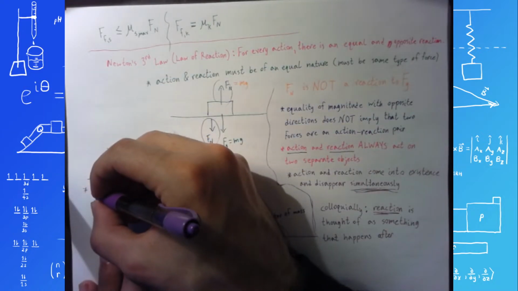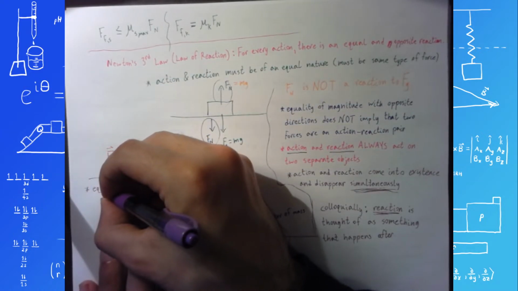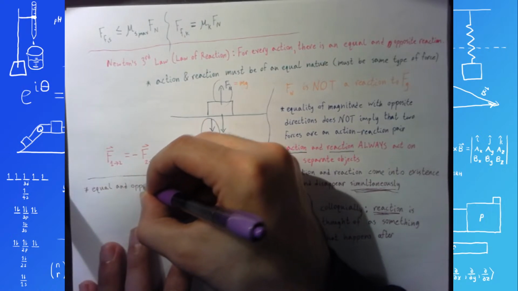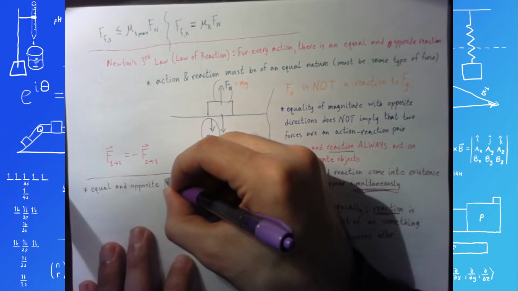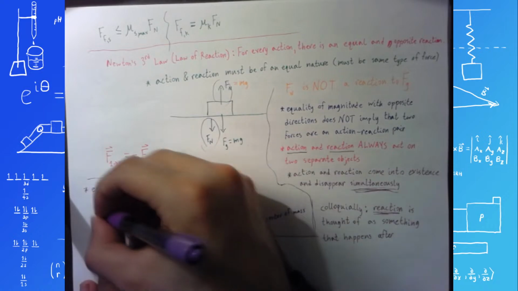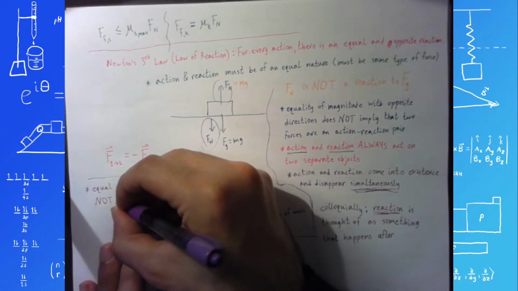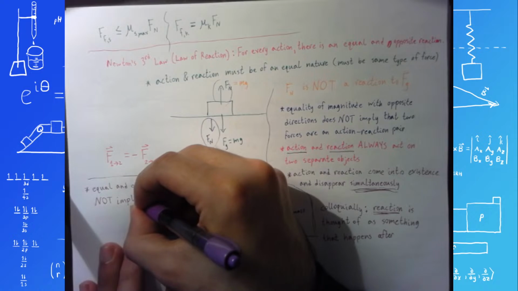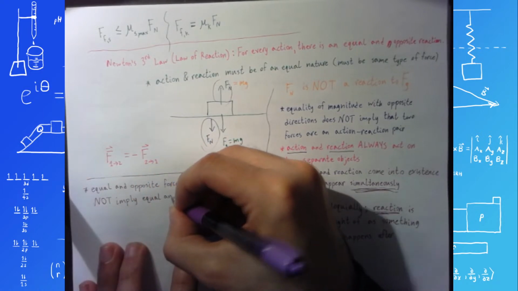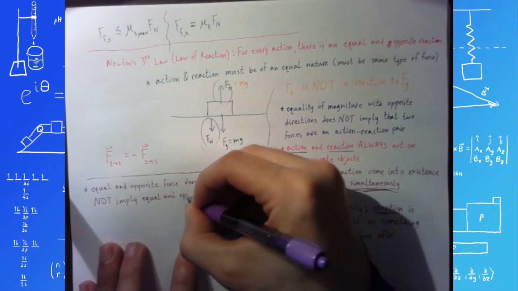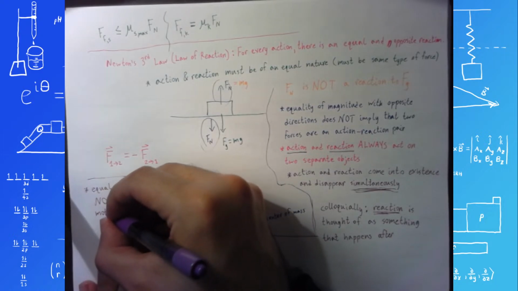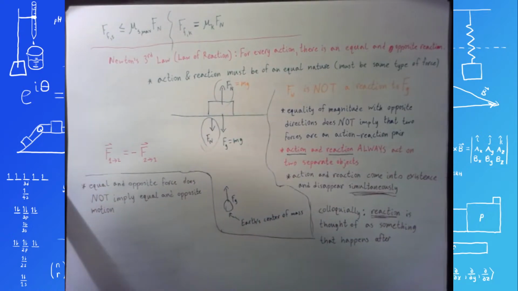Newton's third law is about force. Equal and opposite force does not imply equal and opposite motion. Okay, what do we mean by this?